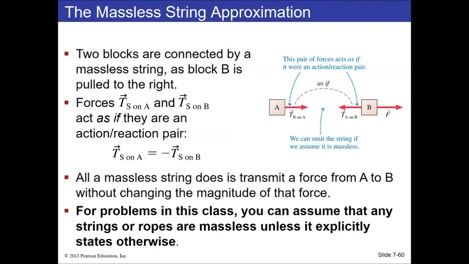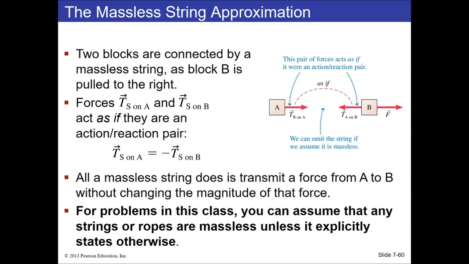And there's some simplifications that we make when we deal with strings. So what you should assume, unless you're told otherwise, is that if you have strings or ropes or something like that that connect objects, they will be massless. And what does that mean when we say that they're massless? Well, that means you don't need to do a free body diagram for them. You don't need to be concerned about the motion of the string.